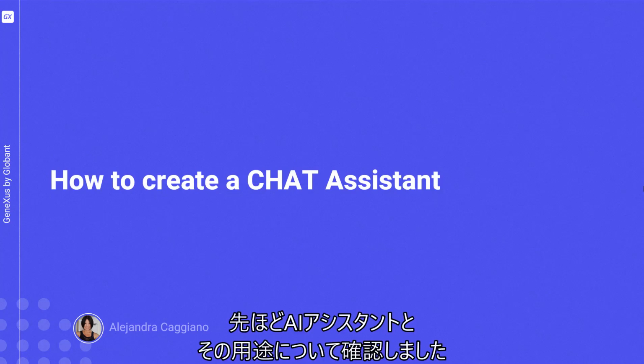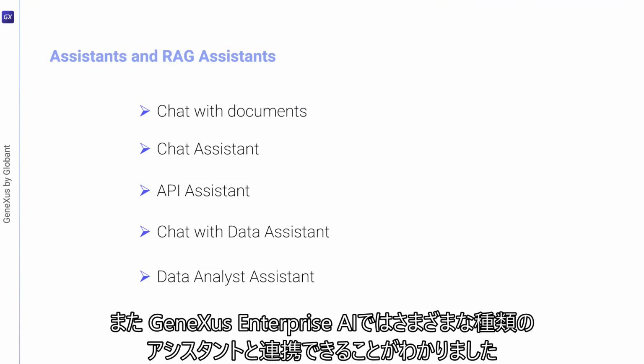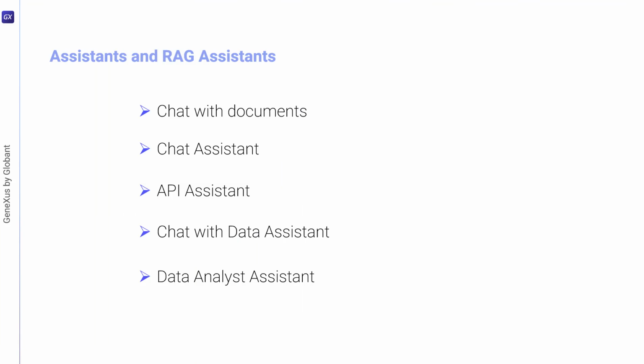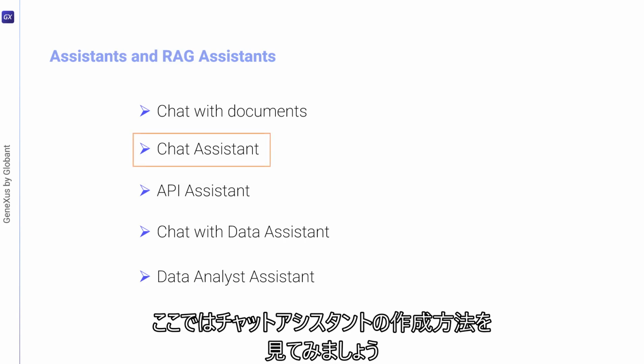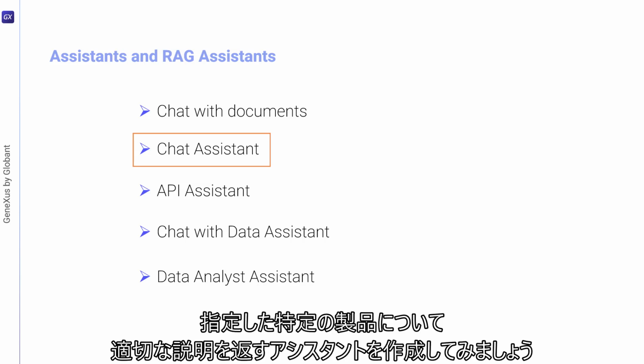We've already seen what artificial intelligence assistants are and what they're used for. Also, we saw that Genexus Enterprise AI allows working with different types of assistants. Now let's see how to create a chat assistant. Our goal is to build an assistant to help us by returning a good description for a certain product that we indicate.